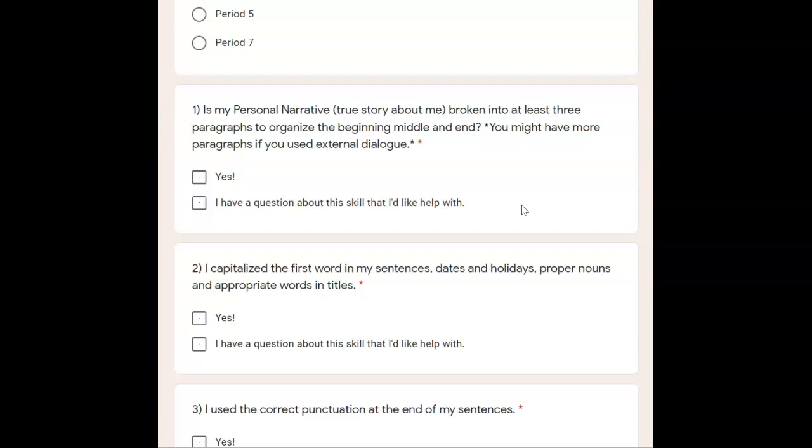Go ahead and tell us if you have a question about that skill. Again, we'd like to grade you on things you already know for this. And if you don't know it, we would like to help you learn it so you can move forward and grow. Number 2, I capitalized the first word in my sentence correctly. Holidays, proper nouns. Yes, or you have questions.